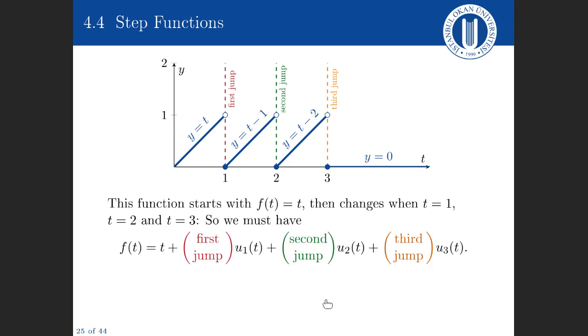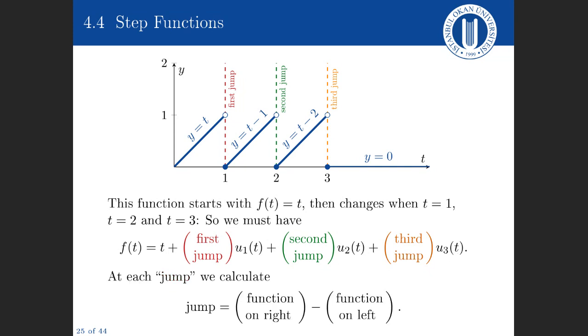So we're expecting our function to look like this. It's going to start with t plus something multiplied by u1, because there's a change happening at 1, plus something multiplied by u2, plus something multiplied by u3. What are these somethings? What are these jumps? At each one of these jumps, we're going to be calculating function on the right minus function on the left.